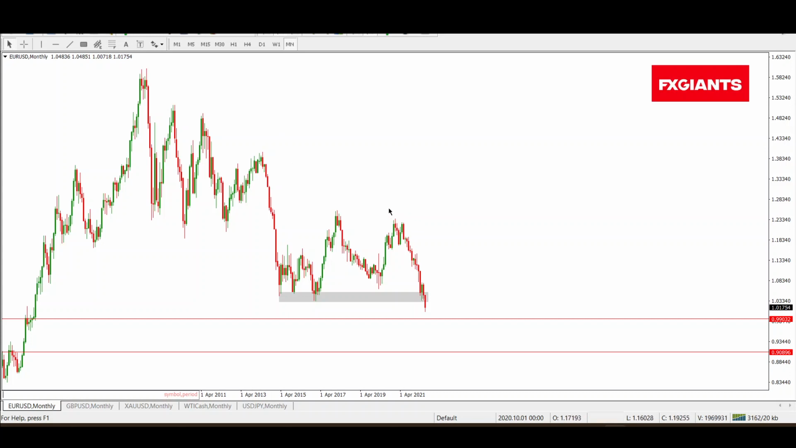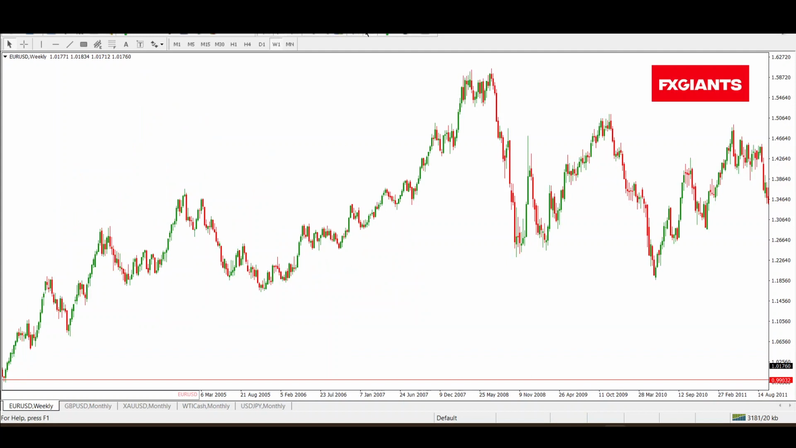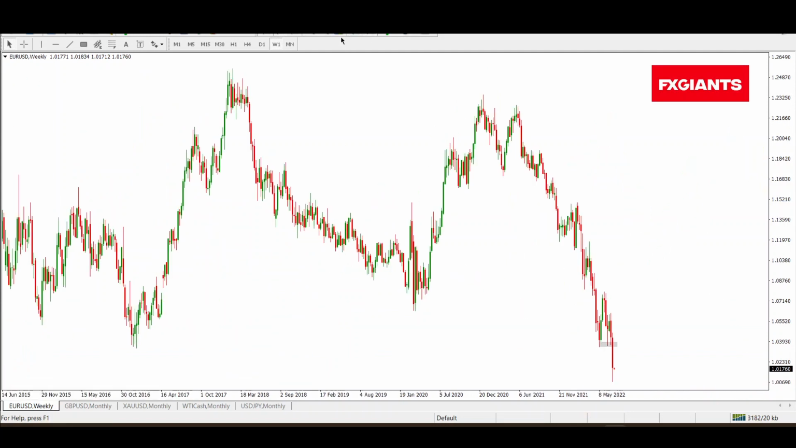So this is Euro USD monthly time frame, and we can see that Euro USD has actually come into a previous major zone, which is a support zone. But as at last week, we broke below this zone. This is the monthly though, and this candle has not yet closed. So if we move down to the weekly time frame, we can get more insight and clarity as to what the market is doing.